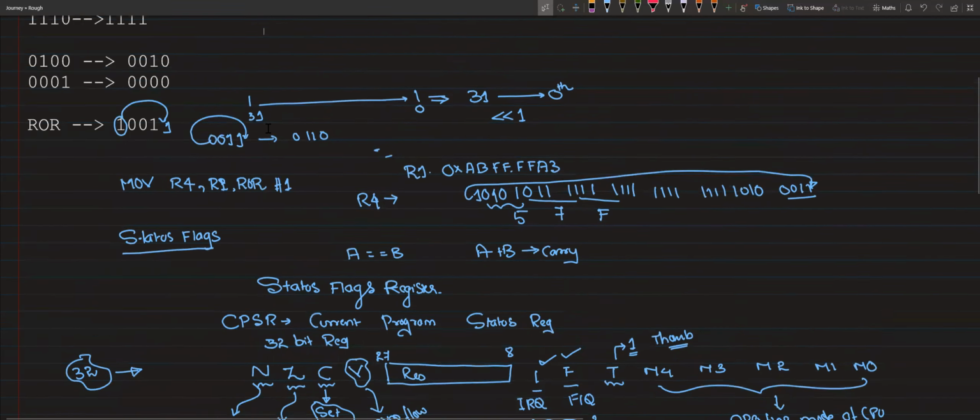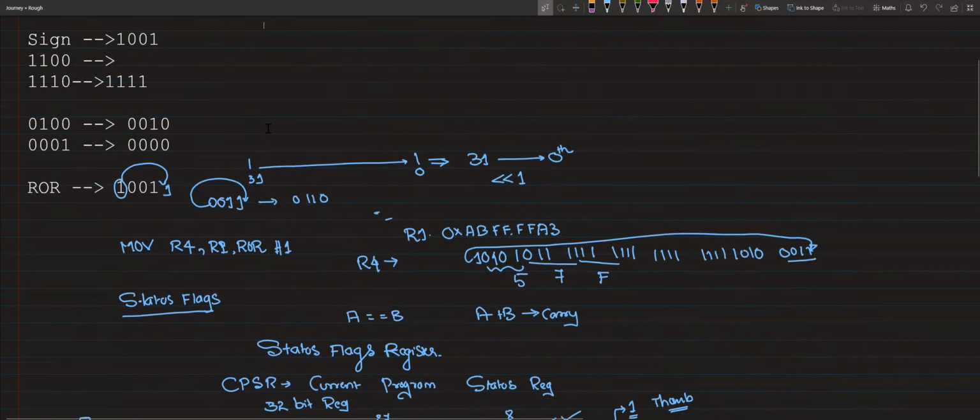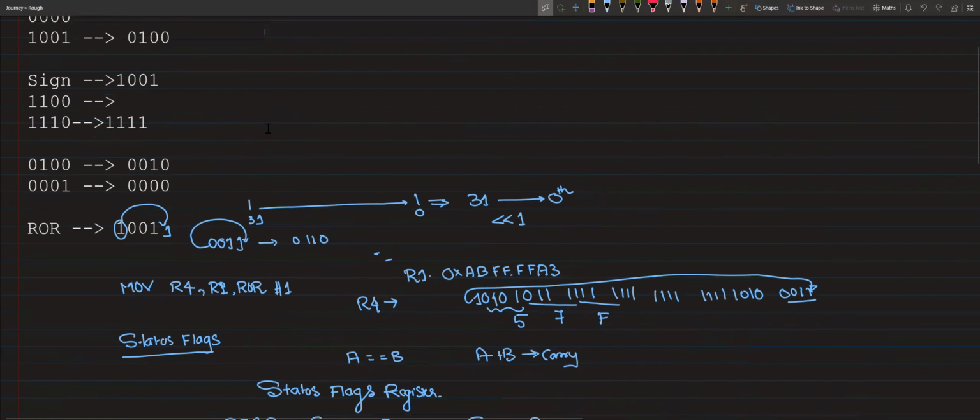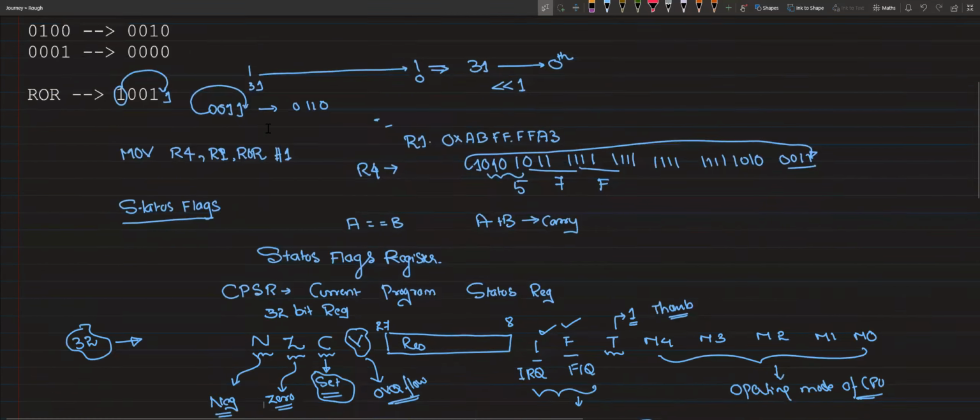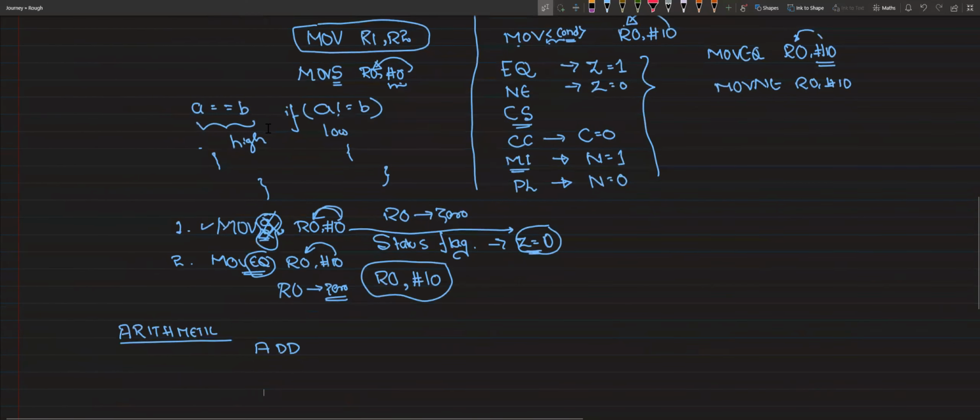No, here rotate right is simple rotation. It's not multiplication or addition, sir. Rotate right only. Then fine. In the class, or in some question paper, if they have given any sums, please share them with me. We can discuss them.